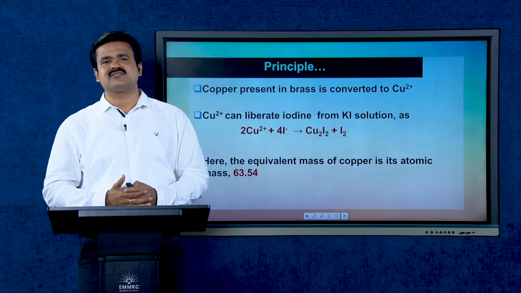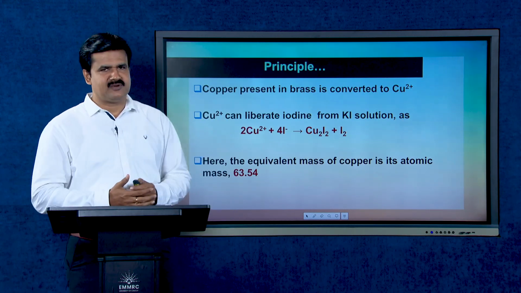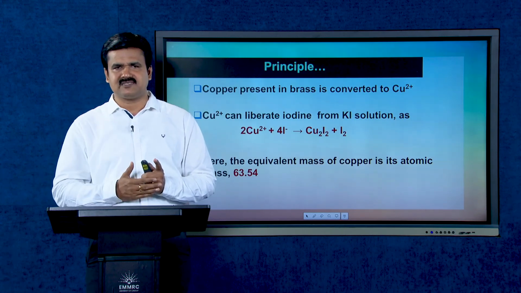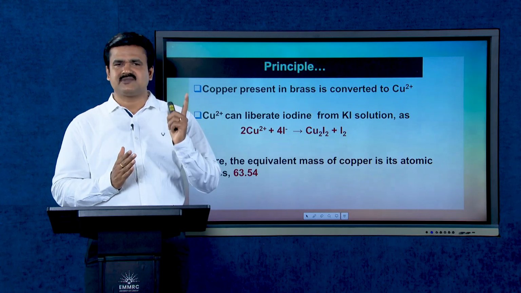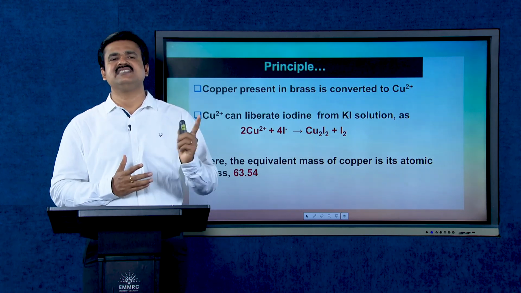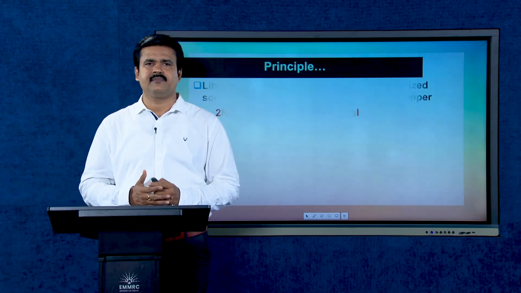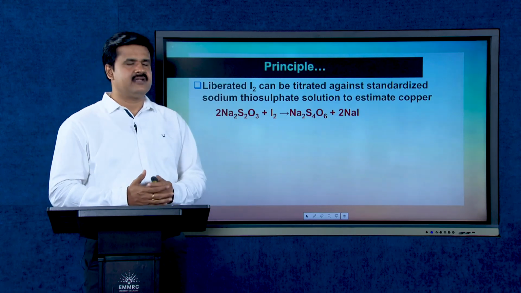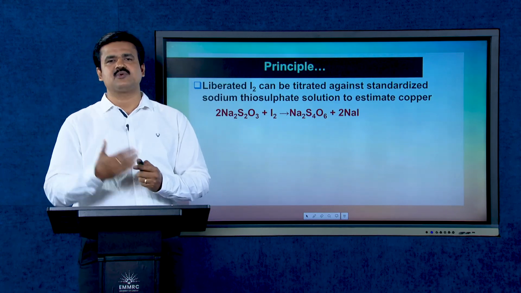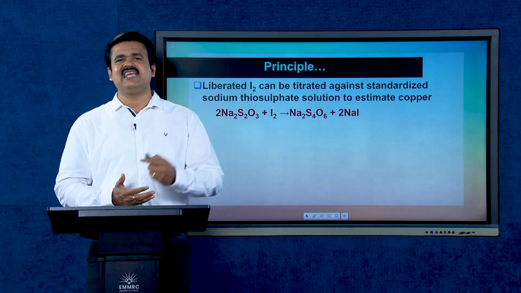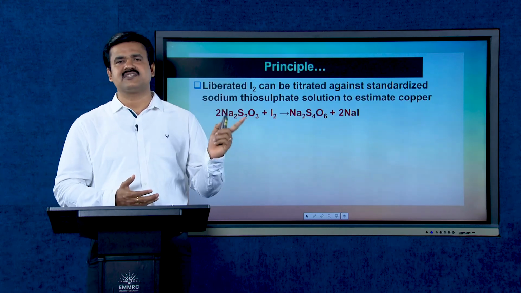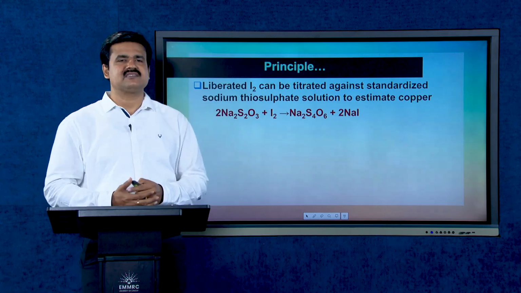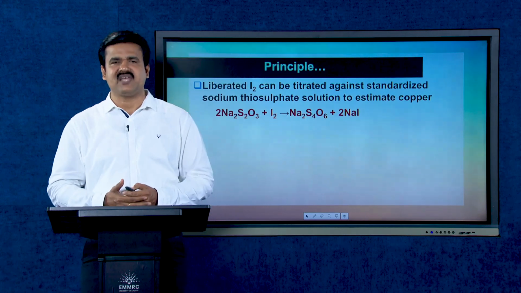Here, the equivalent mass of copper is the same as its atomic mass. That means, for copper, atomic mass and equivalent mass are the same, which is equal to 63.54. Iodine is liberated during the above reaction, and the liberated iodine can be titrated against standard sodium thiosulfate solution, which is used to estimate copper. This reaction is familiar to you: 2 Na2S2O3 plus I2 gives Na2S4O6 plus 2 sodium iodide.